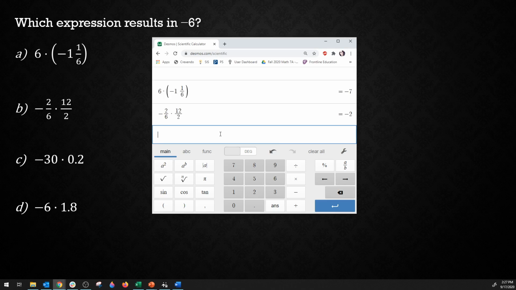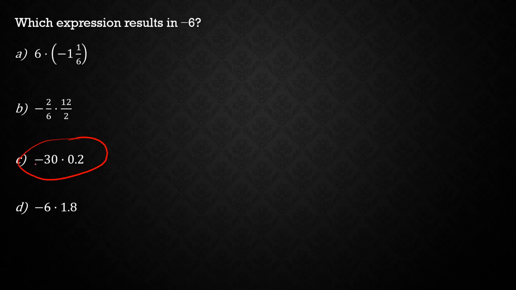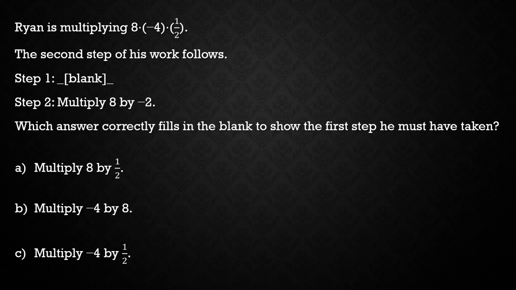Times 12/2. So far I have not gotten a -6. Oop, we got one. So this -30 times 0.2 resulted in -6. So that means that for this first question here, C would be correct.